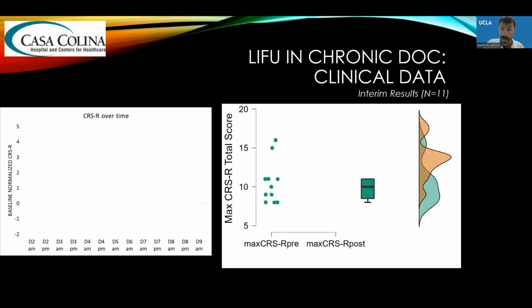Taking the best score that a patient could achieve before compared to after, once again, we see exactly the same result, even just in our first 11 patients. Again, a statistically robust result, even just with this small sample. So at this point, we have just about 30 patients' worth of data showing these clinical effects.